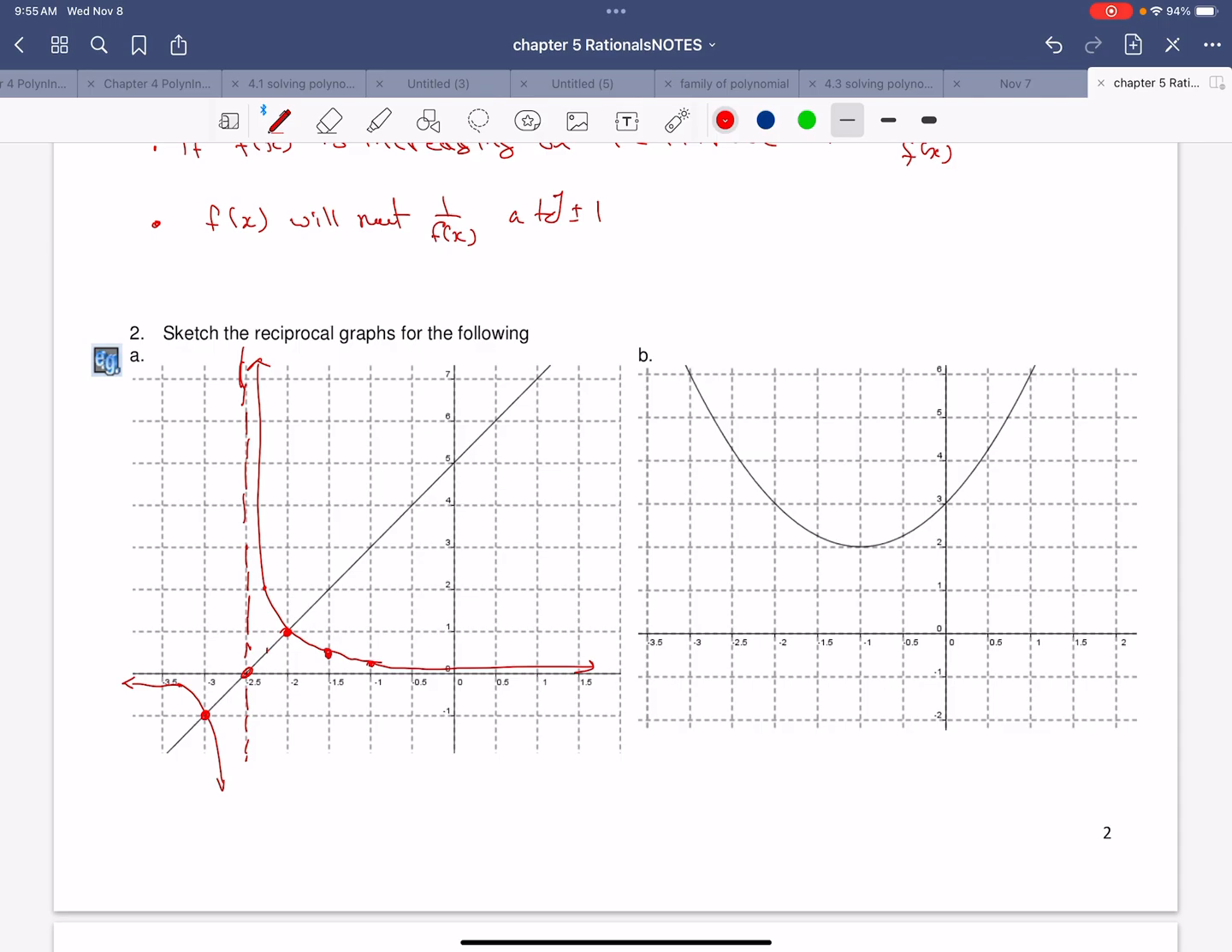Okay, so if you have x-intercepts, you locate your vertical asymptote first. You locate any points at 1, and then you start finding some points by flipping their y value. So in this case, I have no vertical asymptotes, right? Because I have no x-intercepts. I have no values at 1.